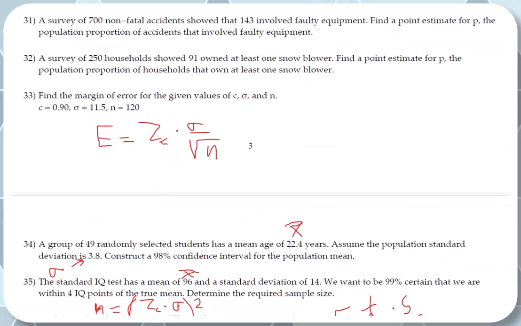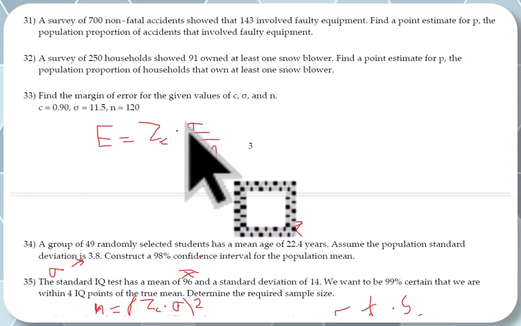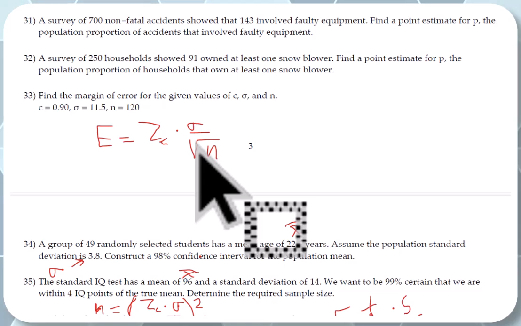So if you go back, this is E, it's ZC times sigma divided by square root of N. So if you take 1.645 times sigma, which is 11.5, and divide by square root of N, which is 120, you get 1.727. So that would be the margin of error.